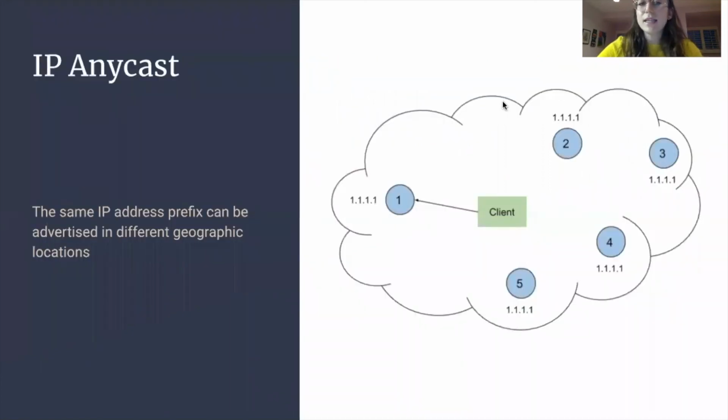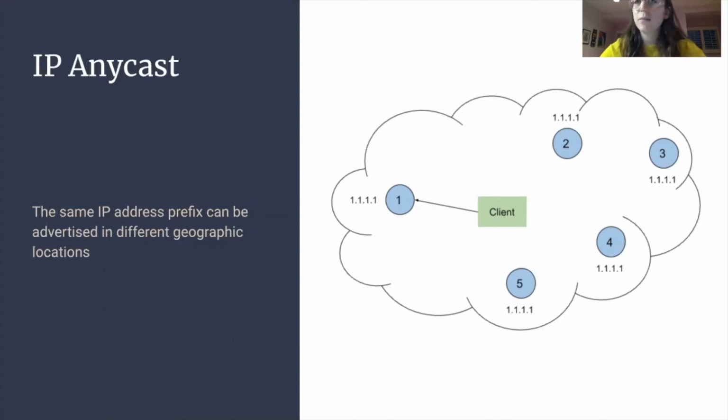IP Anycast is a network addressing and routing methodology where network operators are able to announce the same IP address prefix from sites in different locations. In this figure, the cloud represents, say, the world in different countries, and you can see that these sites all advertise the same address, but they're distributed geographically so that the client can be routed to any single one of them.